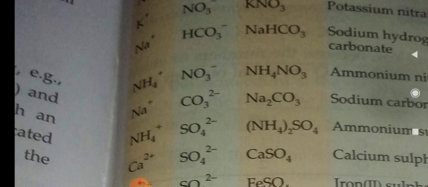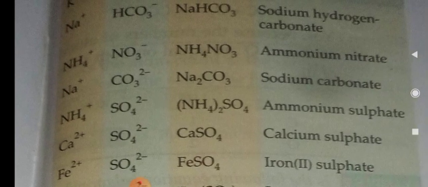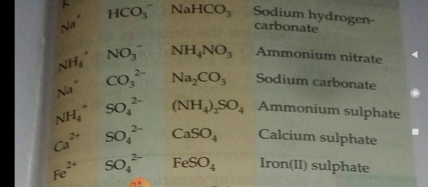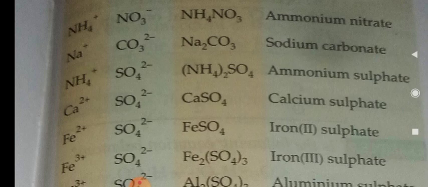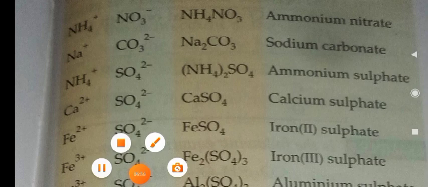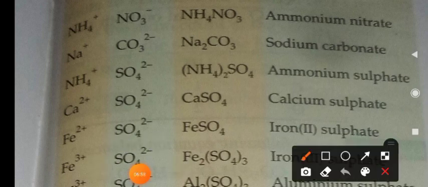NH4 plus and NO3 minus. Neglecting the signs, you get NH4NO3 as the formula of the compound, ammonium nitrate. The next one is Na plus and CO3 2 minus. By interchanging the values, we get Na2CO3, isn't it? The 2 goes to Na and the 1 comes to CO3. Sodium carbonate is the compound name.